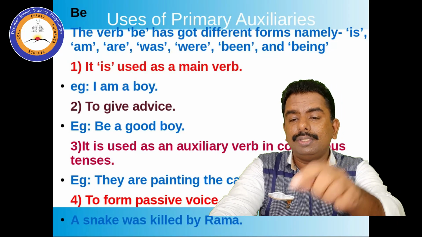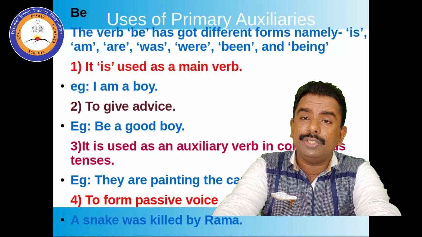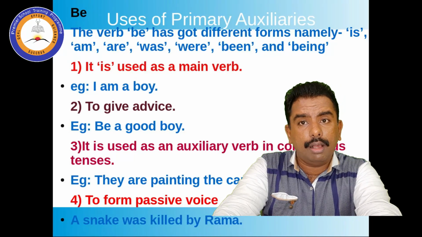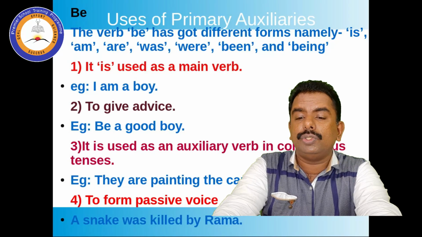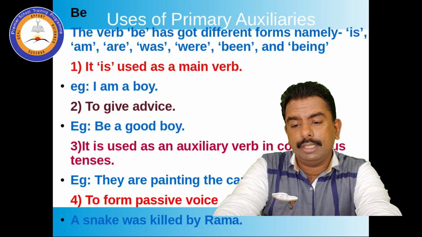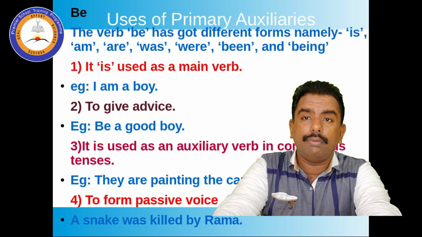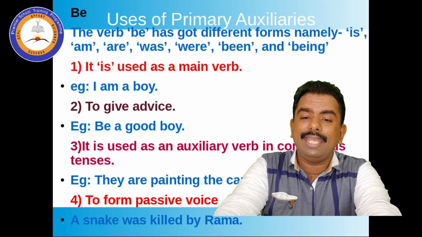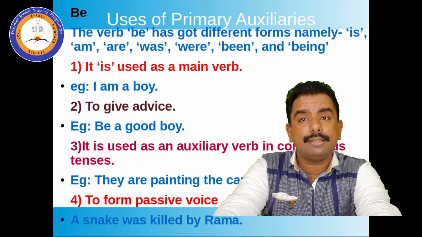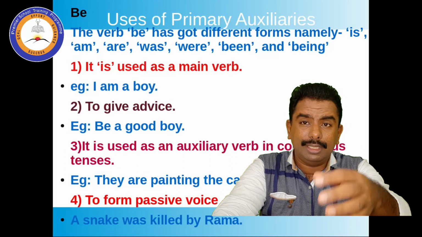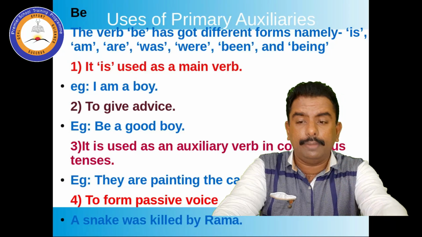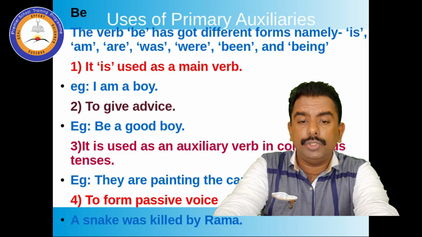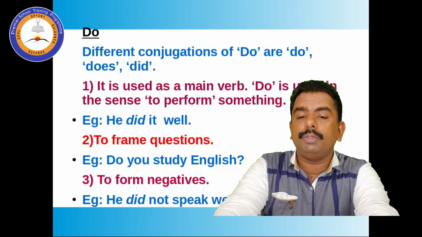Third one, it is used as an auxiliary verb in continuous tenses. Example: they are painting the car. Next is to form passive voice: a snake was killed by Rama. Next is do. Different conjugations of do are do, does, did. We have discussed in detail in the table. And it is used as a main verb. Do is used in the sense of to perform something.